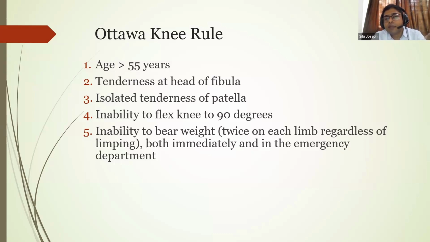Which means, if a patient walks in with an acute knee injury, we try to apply the Ottawa knee rules, and if you find all the 5 criteria are not met, then definitely you can be sure that the patient does not require an X-ray because you're not suspecting a fracture. So here you can be 100% sure.